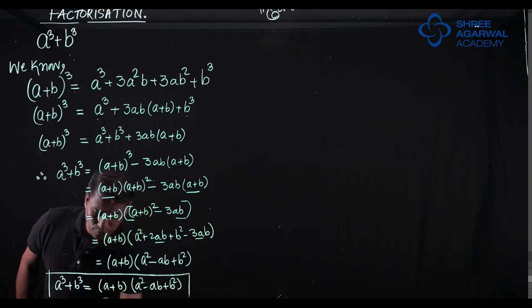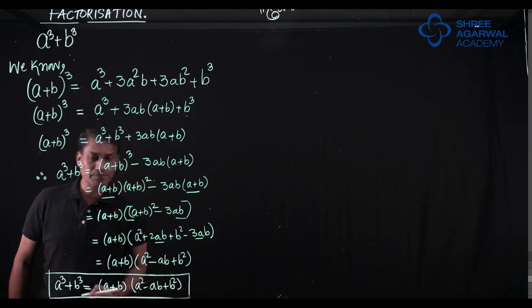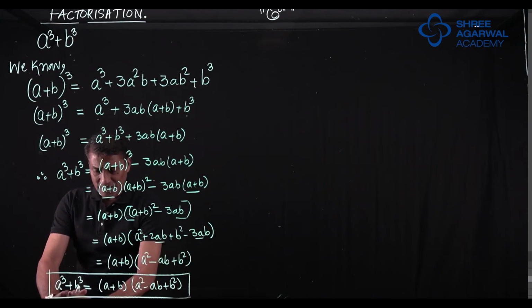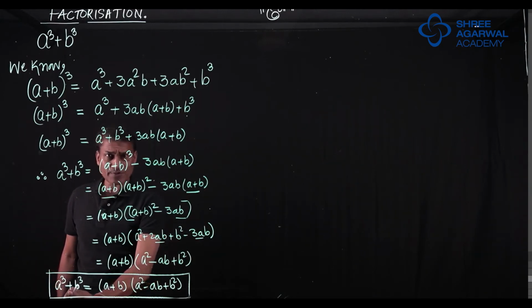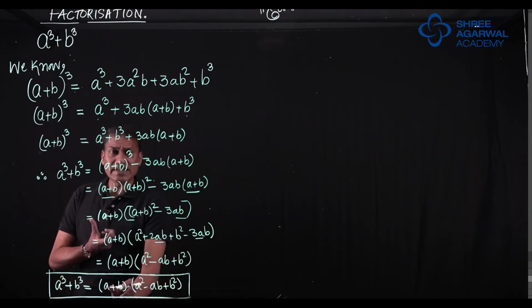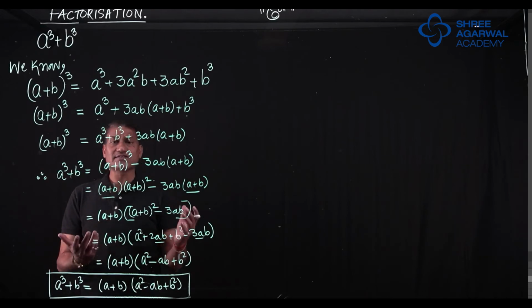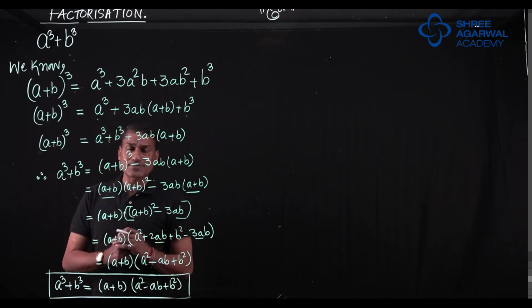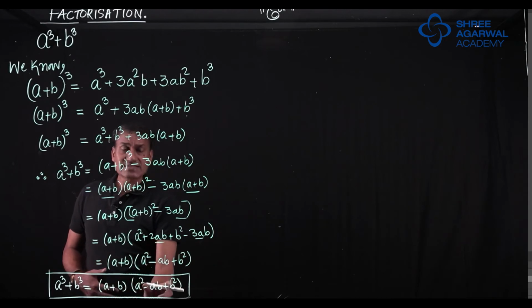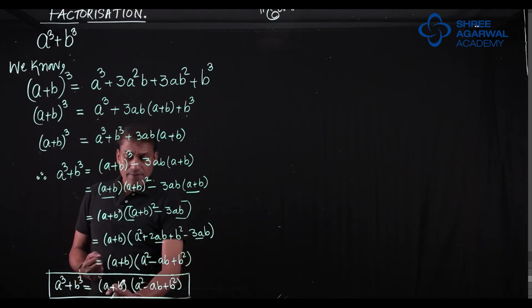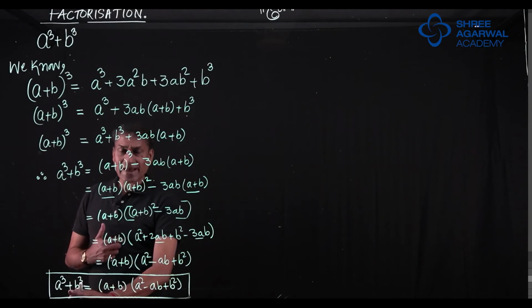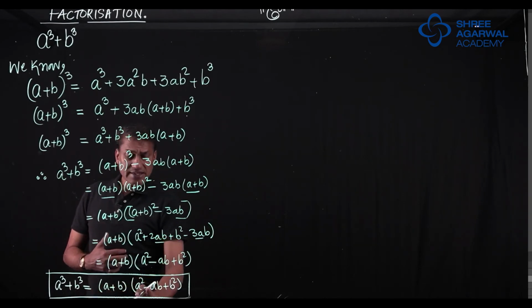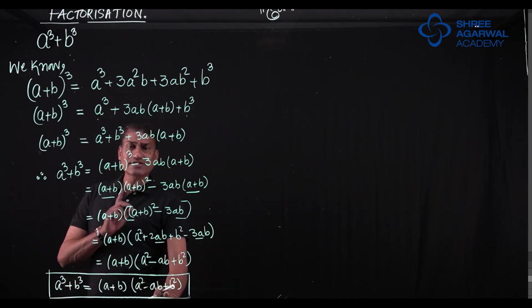I would explain this to you slightly. If a cube plus b cube's factors are to be found out, it has 2 factors, first bracket and second bracket. The first factor is linear, the second factor is quadratic. The first bracket has a sign same as the original expression. In the second bracket, the first sign is opposite to this sign and the second sign is always positive. b square is always positive.